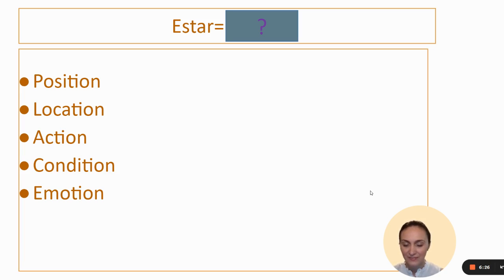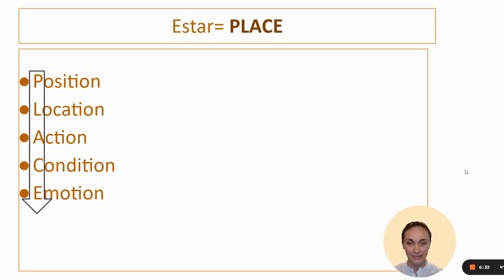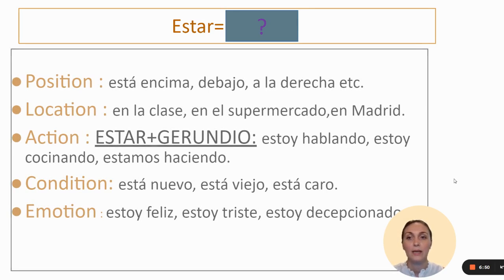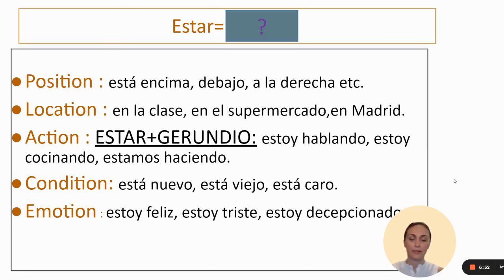Sorry for that. Our acronym will be, in this case, the word place. So always remember that doctor is an acronym used for ser, and place is an acronym for the verb estar. Both of them mean the verb to be, but they are used for different kinds of things. So we're gonna go into more details, okay?